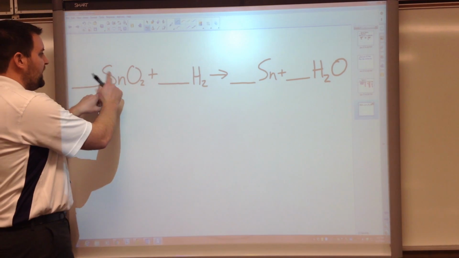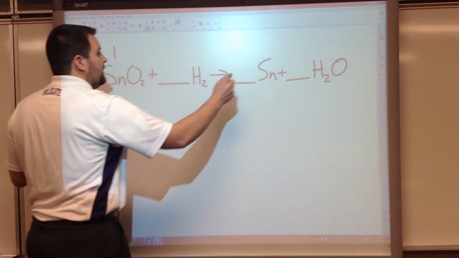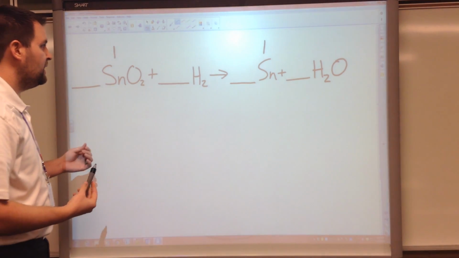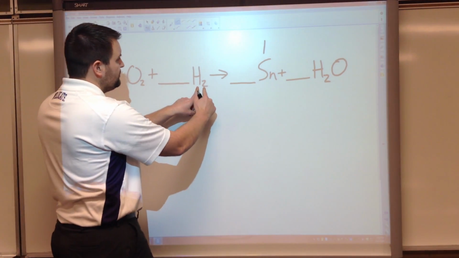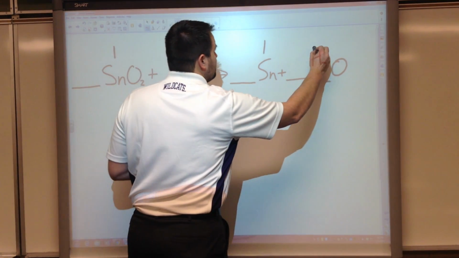I'm going to start with Sn, which is tin. So if I look on this side, I have 1 tin and 1 tin. So I'm going to say I have 1 here and 1 here. And they're balanced, so that's good. So I can move on to my hydrogen. If I look at my hydrogen, I have 2 here and 2 here. So we're good there. I have 2 and 2, so we're balanced.